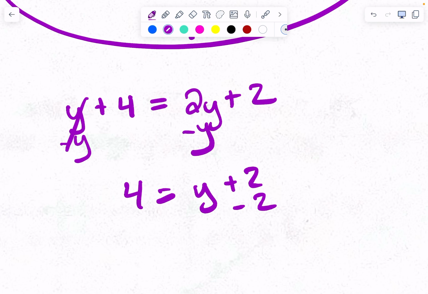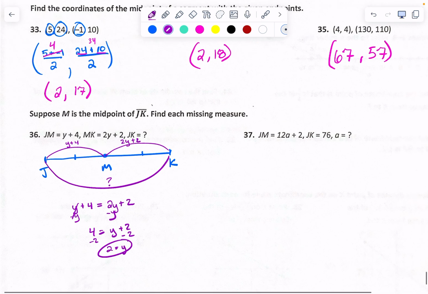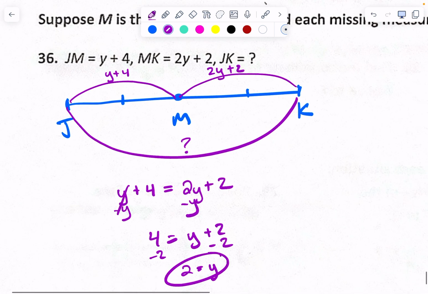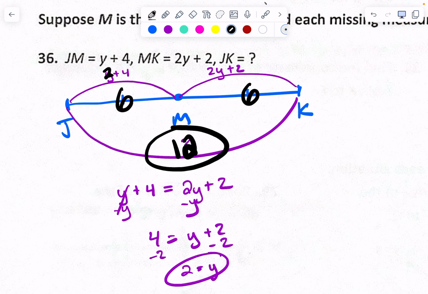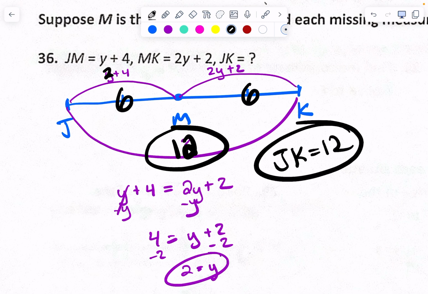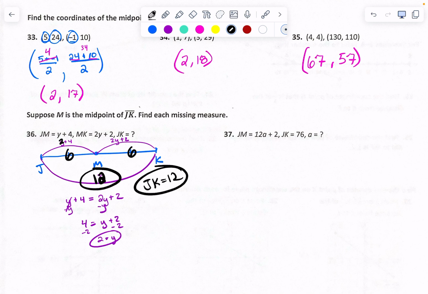Okay, let's subtract the 2. Y is 2. Okay, now we've got to plug in. 2 plus 4, that makes this side 6. Do I have to plug in the other side? No, we know he's 6, so the whole thing is 12. So what's the final answer? JK equals 12. JK is 12. Okay? All right, go. Number 37.